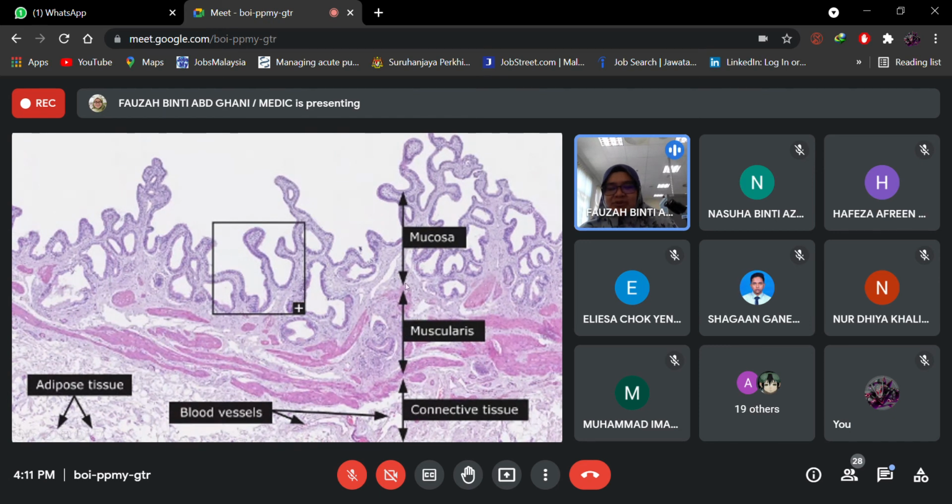Okay, terus daripada mucosa tu dia jadi muscularis layer. Okay, and then there is the connective tissue or subserosa and the serosa. So we can see that the mucosa is lined by the glandular epithelial cells, and there are some glands within the mucosal surface, but that's about it. We don't see the glands anywhere more than that area.